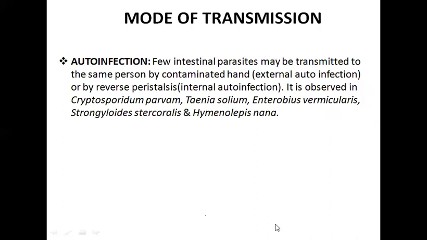Next, coming to autoinfection, a few intestinal parasites may be transmitted to the same person by contaminated hands or by reverse peristalsis. It is observed in Cryptosporidium parvum, Taenia solium, Enterobius vermicularis, Strongyloides stercoralis, and Hymenolepis nana infections.